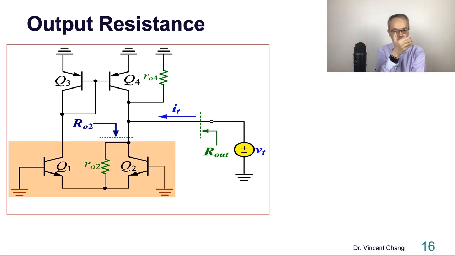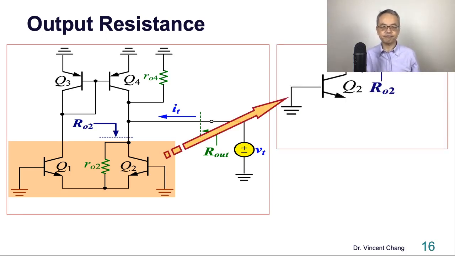So the capital R2 is the orange block. The orange block, the equivalent resistance of the orange block between the dashed line and the ground. So what is the good answer for the capital R2? It's this.